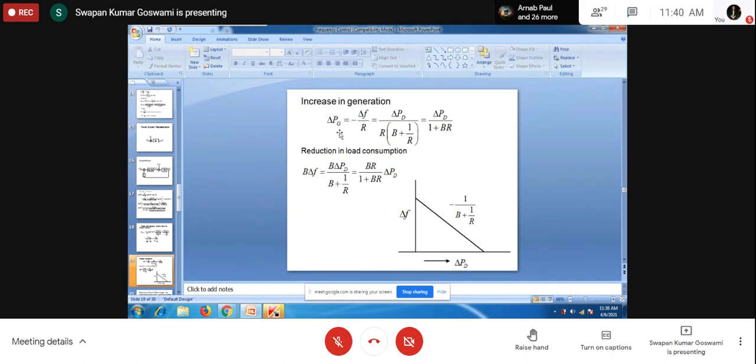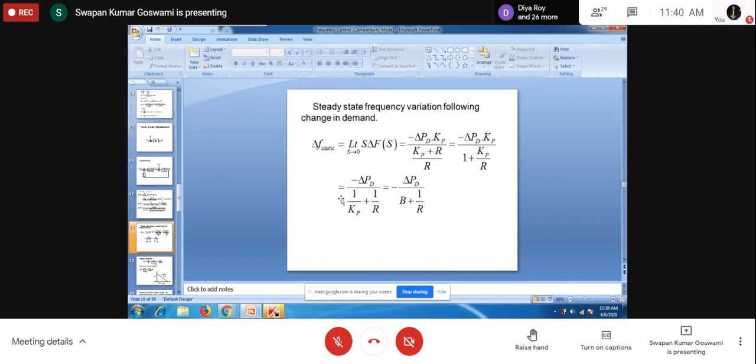That can be explained by seeing this expression, delta Pg and B delta F. The final expression is that delta Pg is del F by minus 1 upon R. And finally, this is the variation in frequency. Steady state frequency is given by minus delta Pd by B plus 1 upon R. For increased power demand, frequency will decrease. For decreased power demand, frequency will increase.